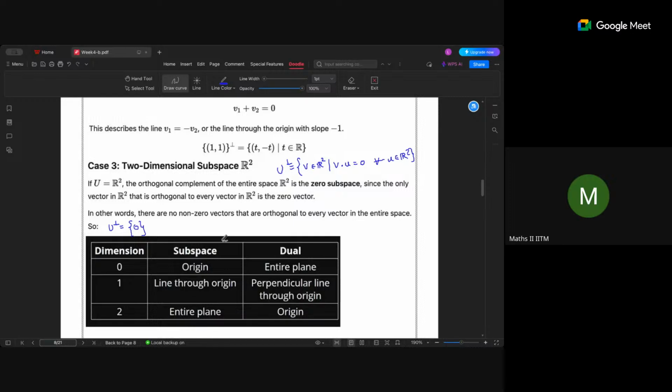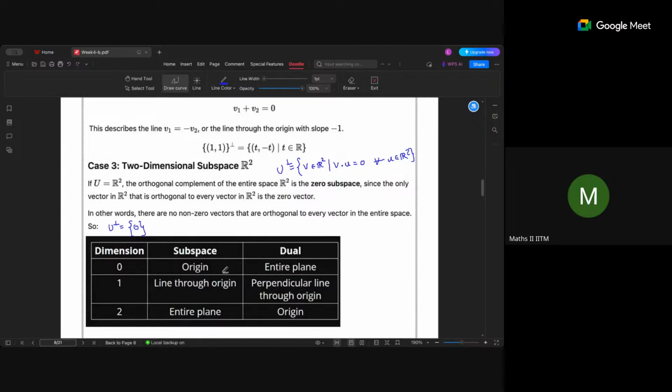So what are some things which you can observe from this table? What is the dual of a subspace? Is that also a subspace? Is entire plane a subspace? Yes. Is a line through origin a subspace? Yes. Is origin a subspace? Yes. So the dual of a subspace is always a subspace.